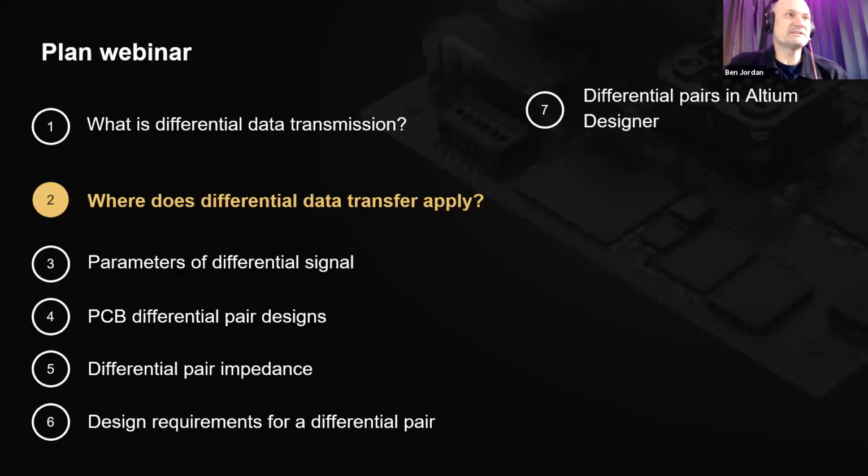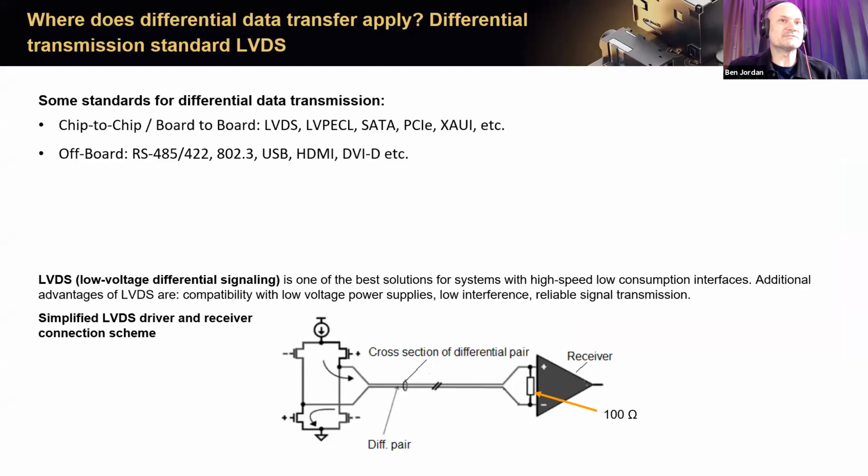So where do differential data transfer systems apply? They apply when you're routing high-speed signals between devices that use differential signaling or from board to board. And the example I'll be showing you today is part of a multi-board assembly where we have some mini PCIe, and PCIe is a differential signaling standard. It also happens to use the USB 2.0 connection, which is a single differential pair that will go up to 480 megabits per second.